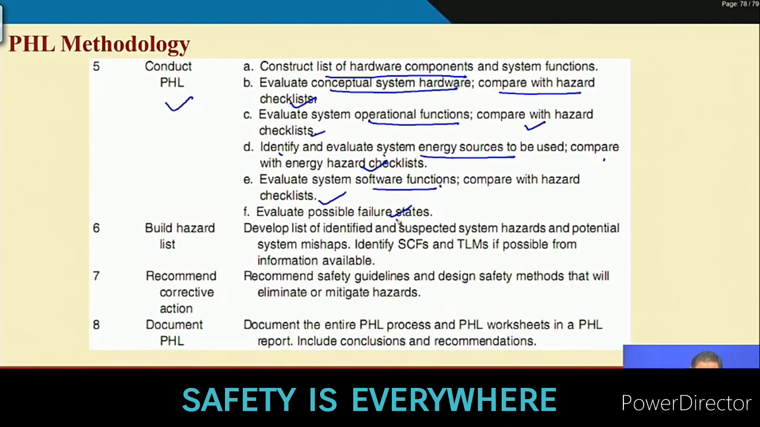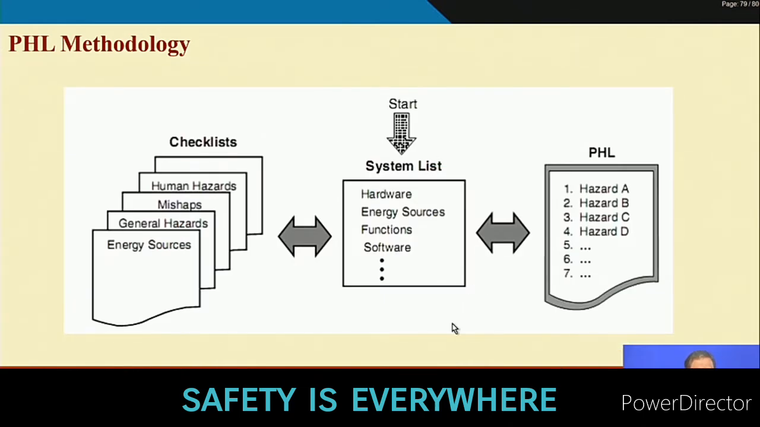Then what will happen once you do this, you will have a hazard list. Now, with the hazard list, then recommend safety guidelines and design safety methods, and then document. Okay. So, this is the process. So, methodology: checklists you require are human hazards, different accidents, general hazards, energy sources. Then what is the system list? There will be hardware, different sources, functions, software and different kinds of hazards.